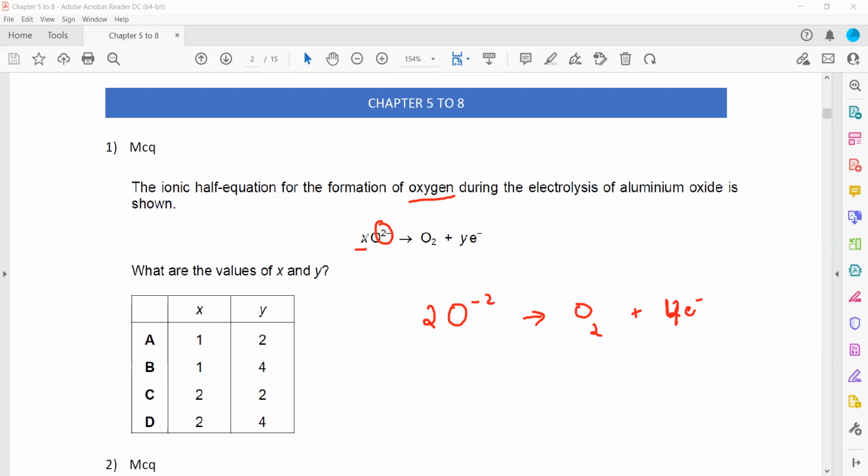So what is the value of X? The value of X should be 2. And what about the value of Y? The value of Y should be 4. So X should be 2 and Y is equal to 4. That's why D should be the right answer for this.